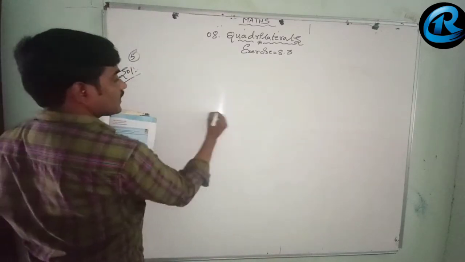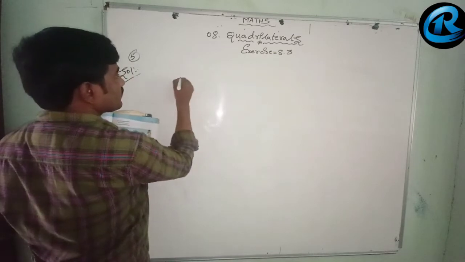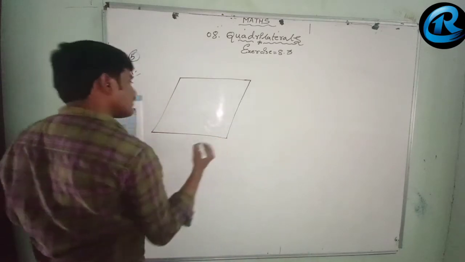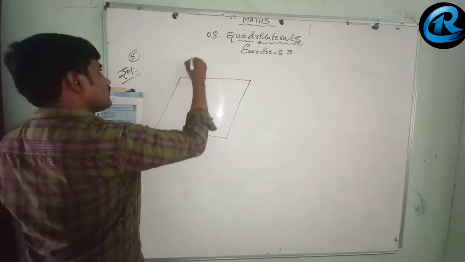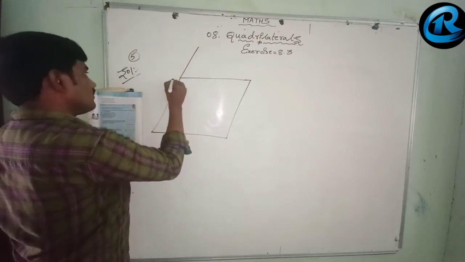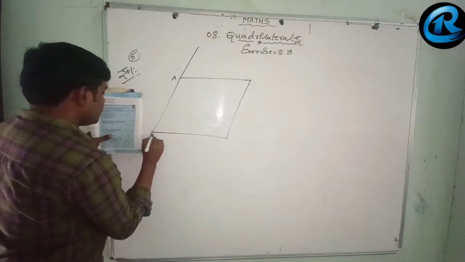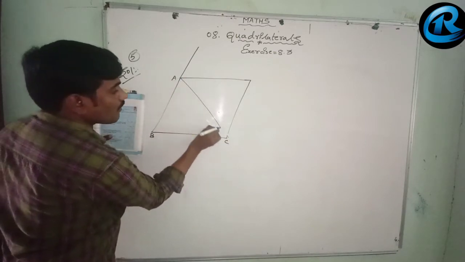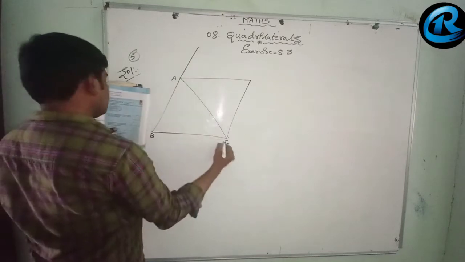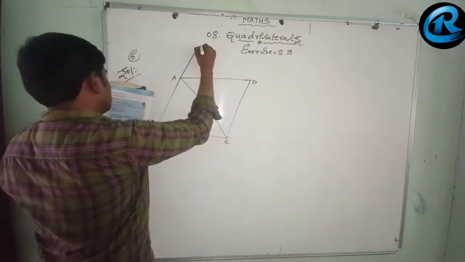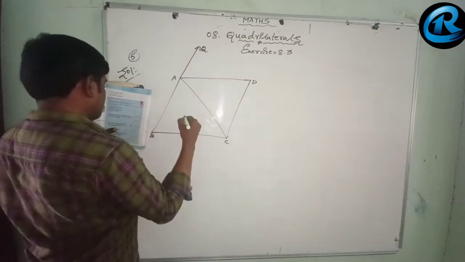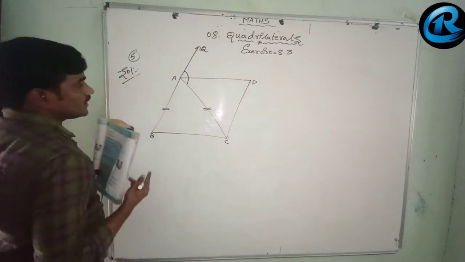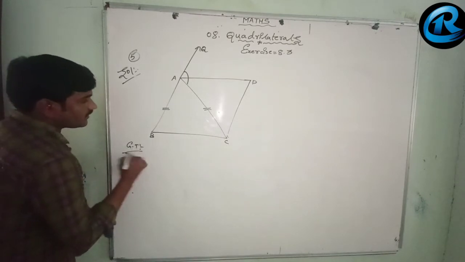First of all, let me draw this diagram. A, B, C and D. Let us see what is given.